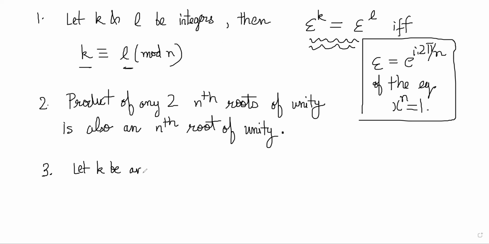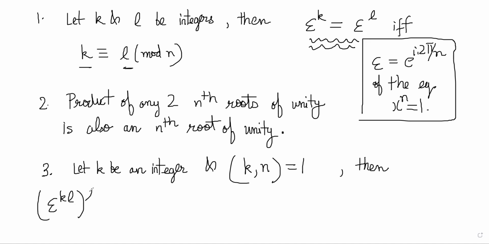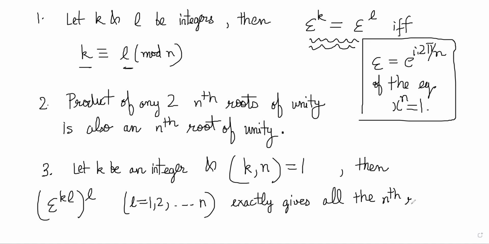The third property is this: let k be an integer and k and n have GCD equal to 1, or k is coprime with n, then epsilon power k l, whole power l, where l is going from 1 to n, exactly gives all the nth roots of 1. So basically what we are saying is, because k and n are coprime, the numbers k, 2k, 3k till nk will form a complete system of residues modulo n. So therefore, they will give all the nth roots of 1.